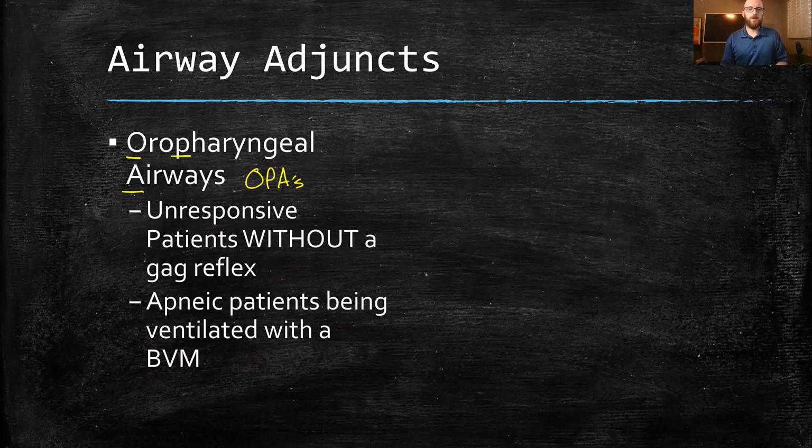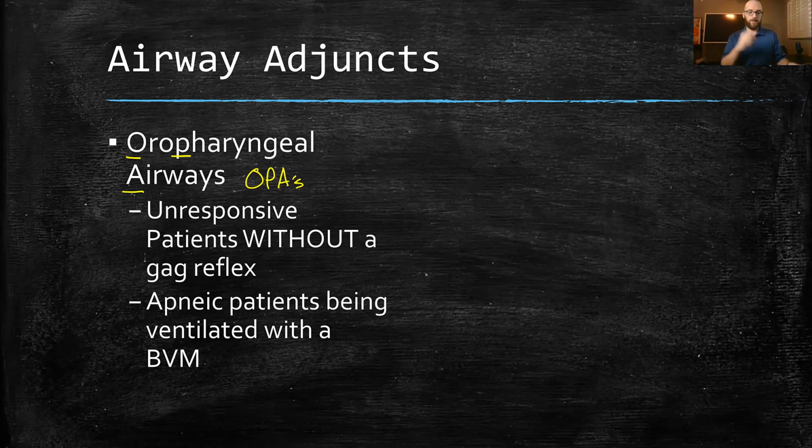So oropharyngeal airways, right? And they're curved like that to really curve with the tongue, right? Because we're trying to get the tip of that just past the base of the tongue. And it's going to help keep that tongue from collapsing down into the back of the throat. So it's only for unresponsive patients without a gag reflex. One of the ways you can figure out the patient has a gag reflex is put that in. If they start gagging on it, they have a gag reflex.